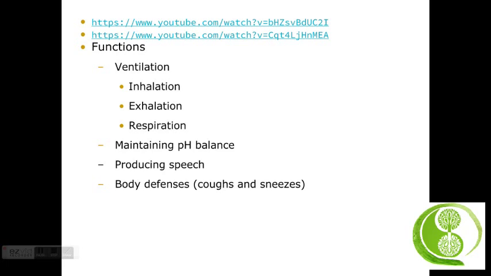Then we have exhalation. This is the process of exhaling or expiration, breathing out. It's when the air moves out of the lungs. Normal exhalation is a passive process. It mostly results from the relaxation of the diaphragm and the external intercostals.